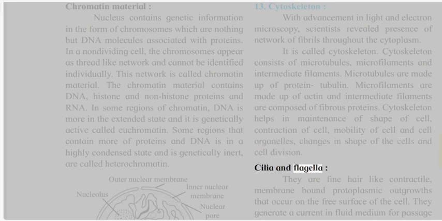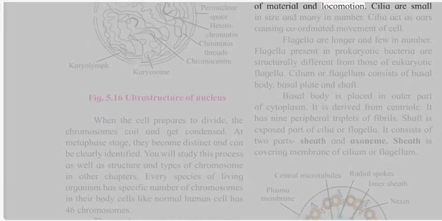Cilia and flagella. They are fine hair-like contractile, membrane-bound protoplasmic outgrowths that occur on the free surface of the cell. They generate a current in fluid medium for passage of material and locomotion. Cilia are small in size and many in number. Cilia act as oars causing coordinated movement of cell. Flagella are longer and few in number.